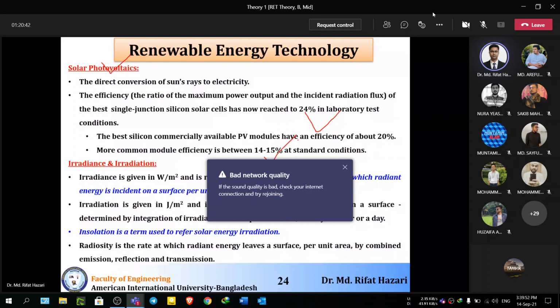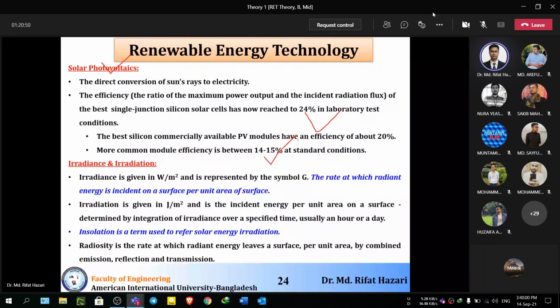Irradiance is measured in watt per meter square, the sunlight. Just consider 1000 watt per meter square. What does it mean? In every meter square of area, you get 1000 watt. Did you get my point? The meaning of this irradiance is how much power you receive in every meter square.